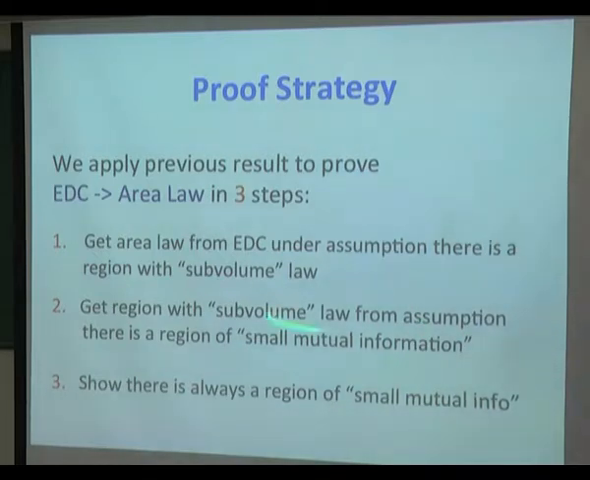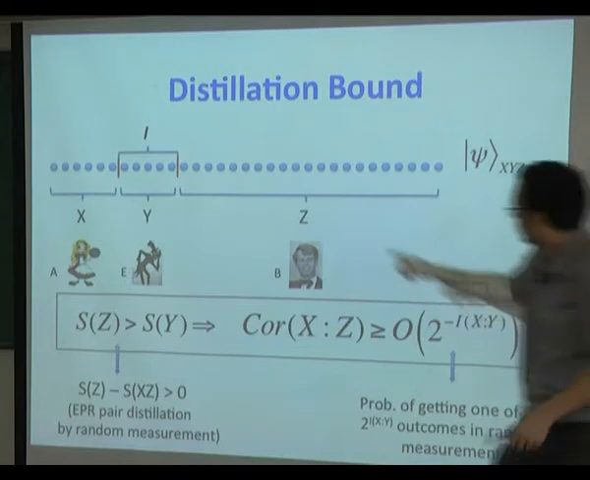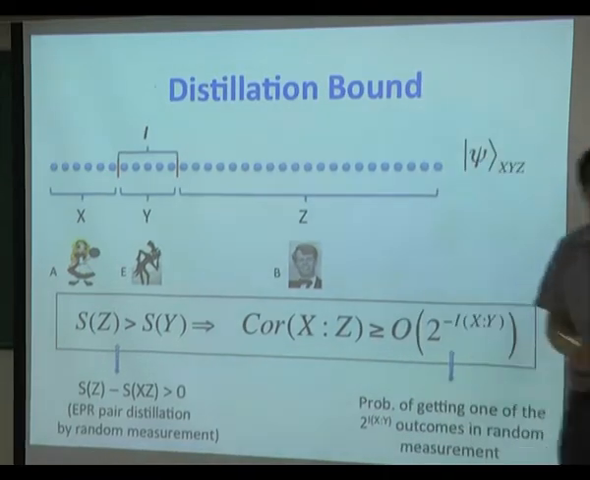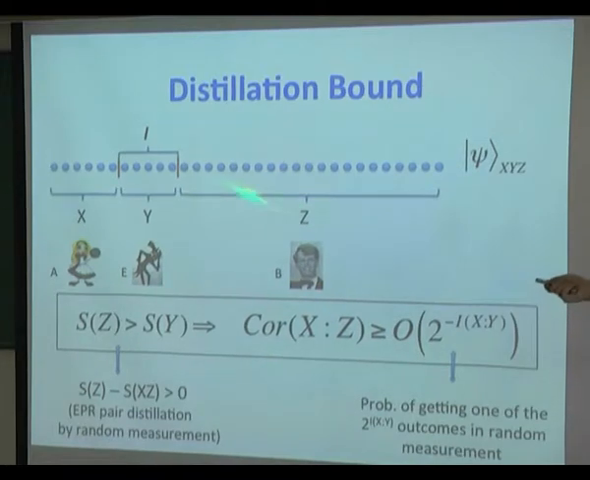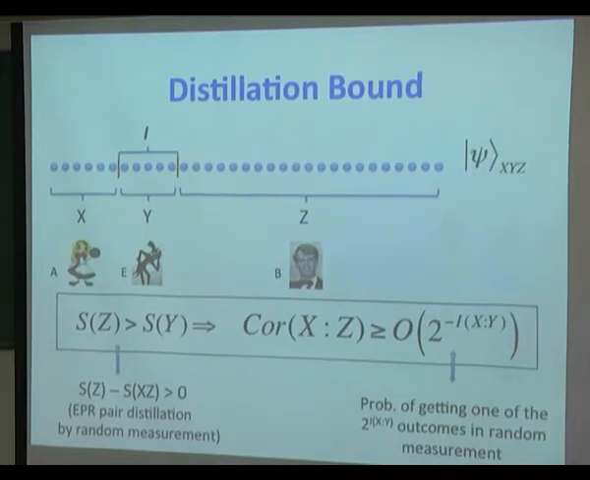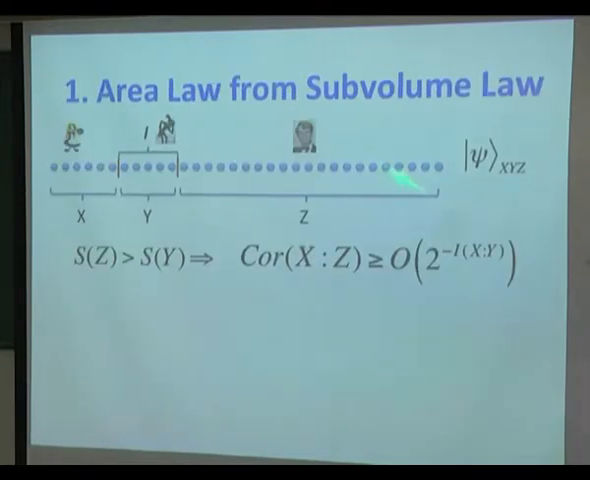So this proof works for any state with exponential decay of correlations. But to simplify things, let's think that the state is translation invariant. You have a state, and if you translate this region here, this one here, this one here, we get the same state again. Let's assume this because then we only care about the size of the regions, not where they are. This will simplify things for now, although we don't have to use this. So let's do the first step.